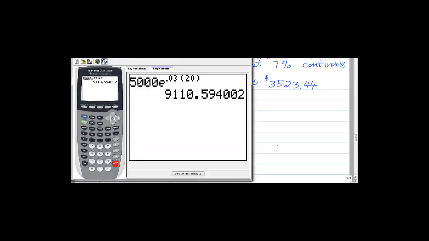Okay, and again I can show you how to do this. You're going to do 5,000 divided by e to the 0.07 times 5. Oops, I forgot the decimal. If that ever happens, don't delete everything. Just go back and do second DEL. Second DEL is insert. And it will let you insert that point or whatever you need to insert. Okay. And there we go. $3,523.44.